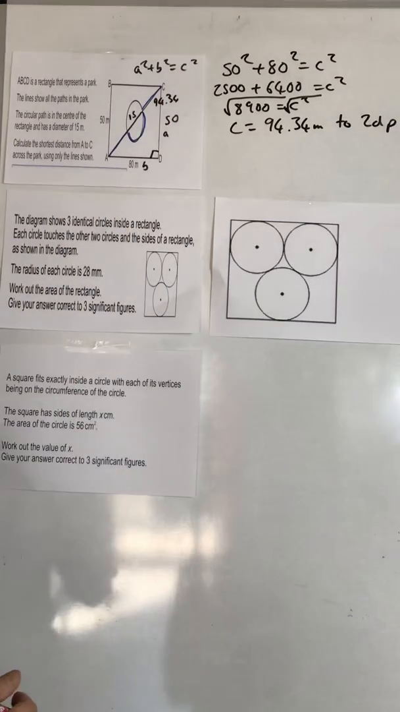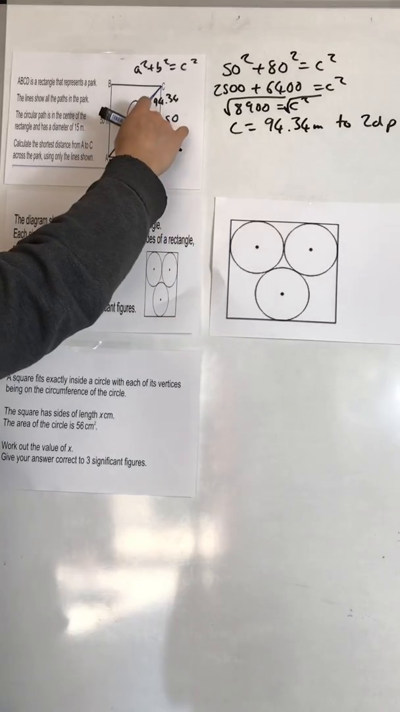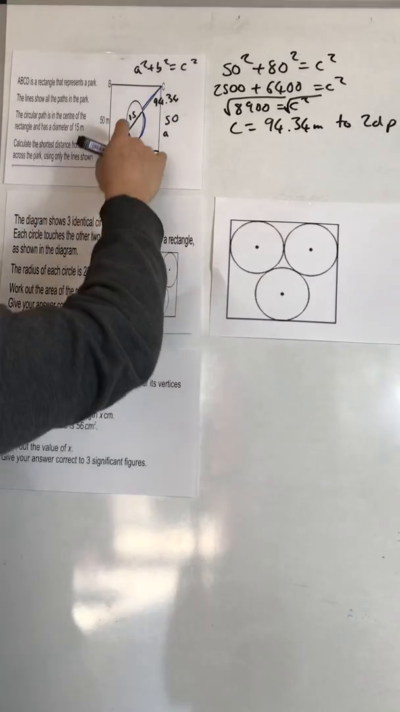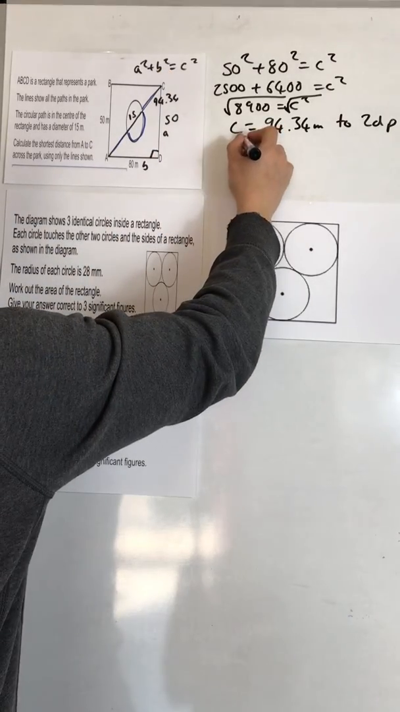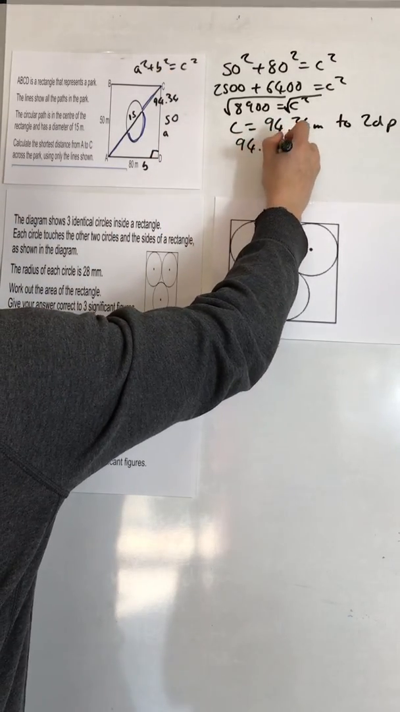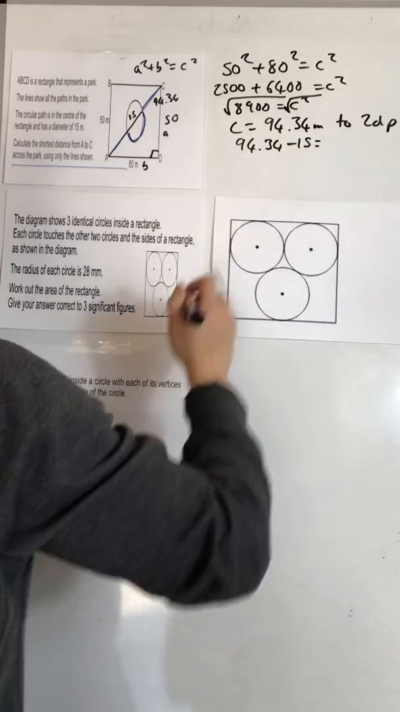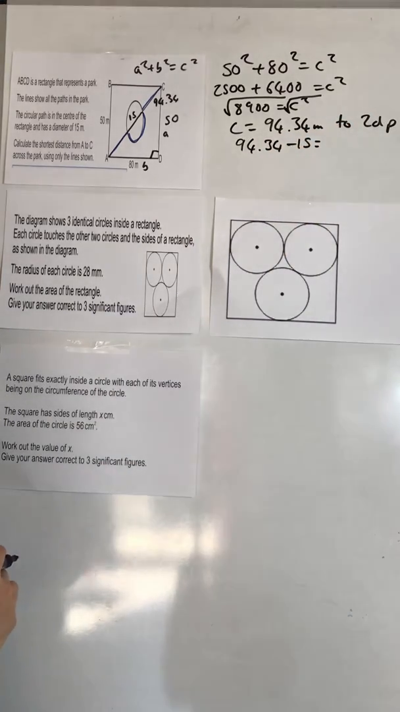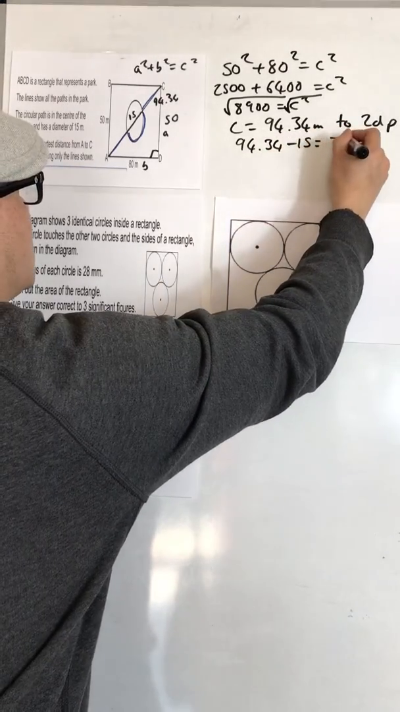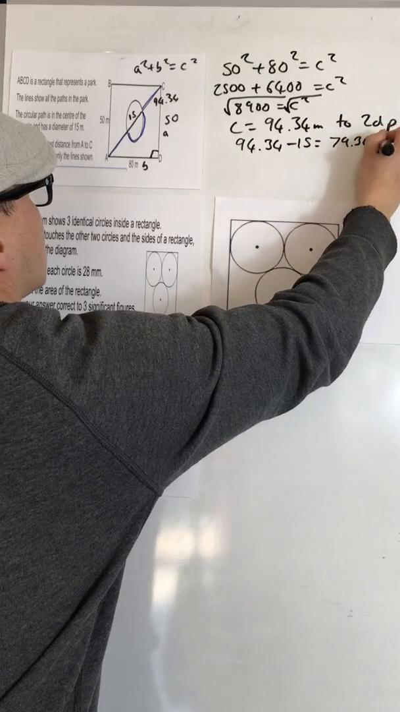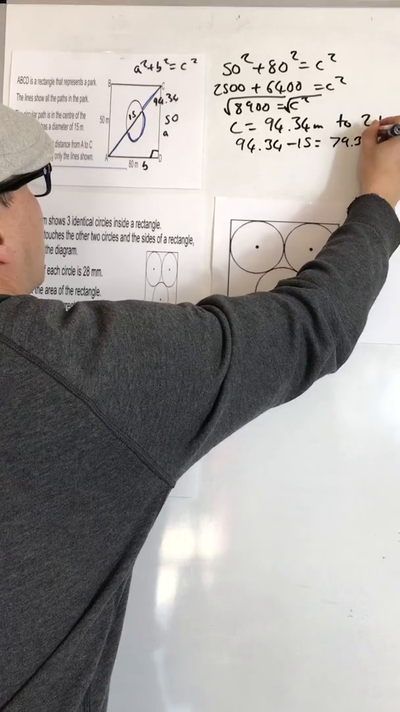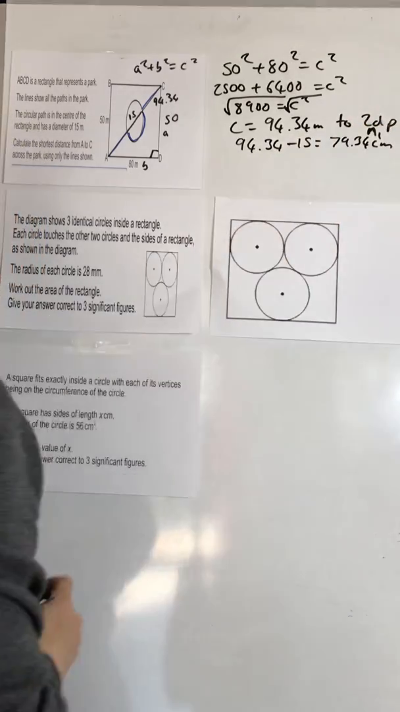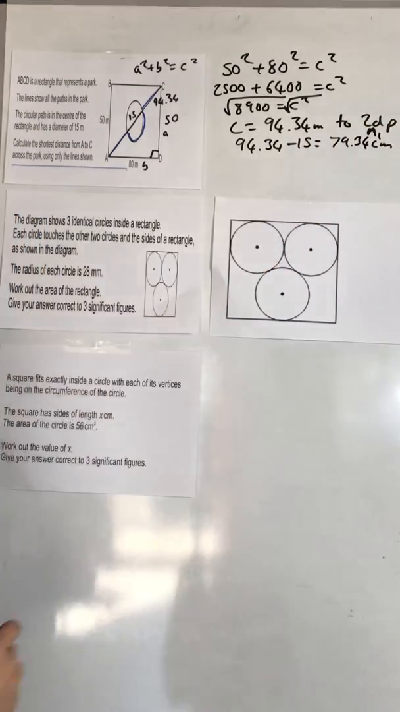Now, if we minus the 15 from it, then we'll get the blue length. So 94.34 minus 15 equals 79.34 meters. That will get you a method mark. Your M1 is there. That could get you another method mark.